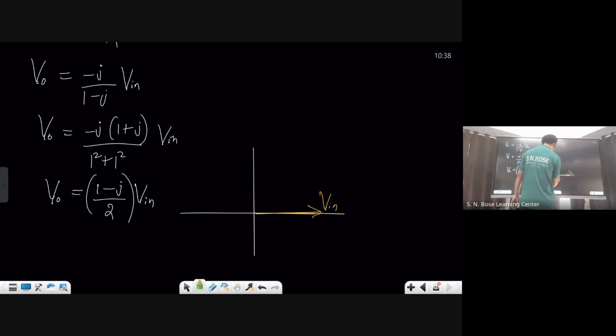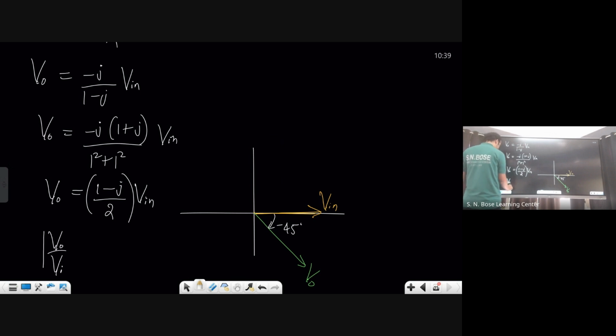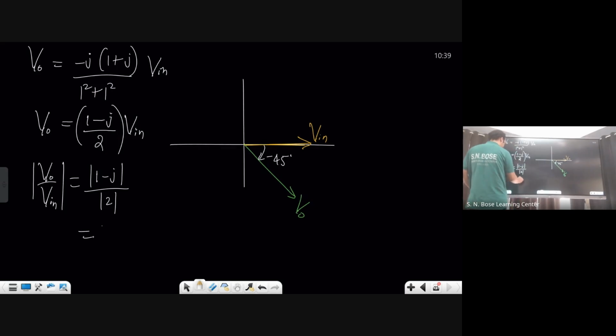If V in is here, your V naught will be in the fourth quadrant. With what angle? Minus 45 degree. You got a point. It is having a positive real component and a negative imaginary component. And mod of V naught by V in, what is this? Mod of 1 minus J divided by mod of 2, isn't it? That is mod of 1 minus J, root 2, divided by 2. That is 1 by root 2. That's what I remembered actually.